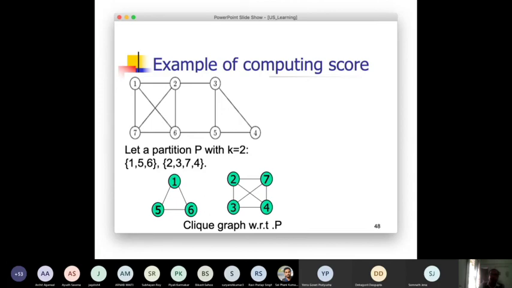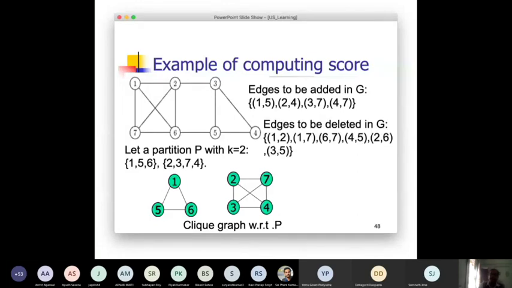That means this is your clique graph. So now you can see what the extra edges are and what the edges are which are not there. So if I enumerate them, you can find that the edges to be added are this, and the edges to be deleted in G are this. So your score would be 10 if you count them.